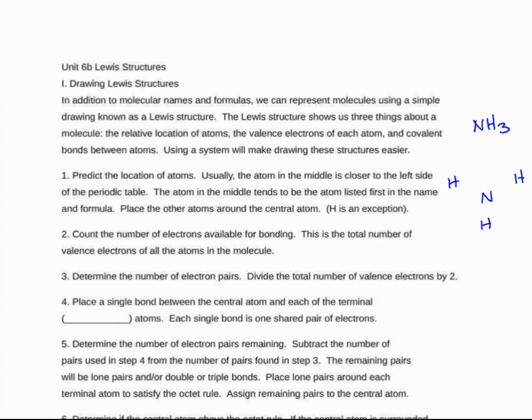Number 2, count the number of electrons available for bonding. This is the total number of valence electrons from all the atoms in the molecule. So for nitrogen, it's in group 15. That tells me it has 5 valence electrons. And there's 1 atom of nitrogen, and so there's 5 electrons. Then hydrogen. Each hydrogen has 1 valence electron, and there are 3 hydrogens. So there's 3 electrons. And so we have a total of 8 valence electrons to be used.